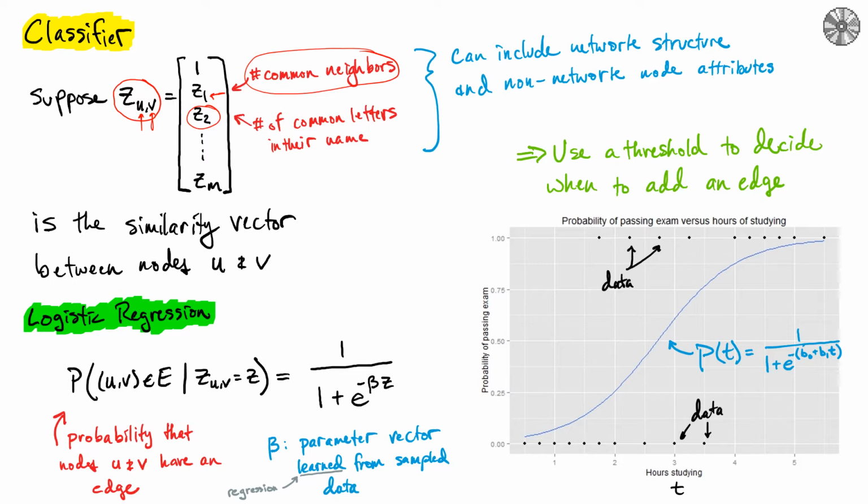And so one classifier, by no means the only one to choose, but one of the more direct methods, is a logistic regression classifier. In this case, the probability that u and v have an edge is going to be given by the logistic function, and that's this here. You've probably seen this sometime in your mathematical career. The sigmoid function is an example of the logistic function.